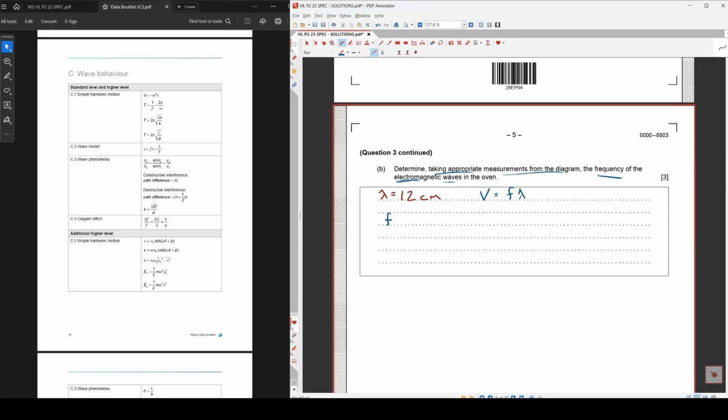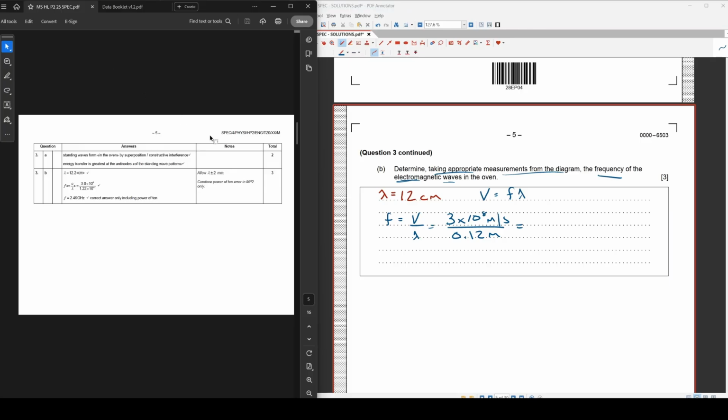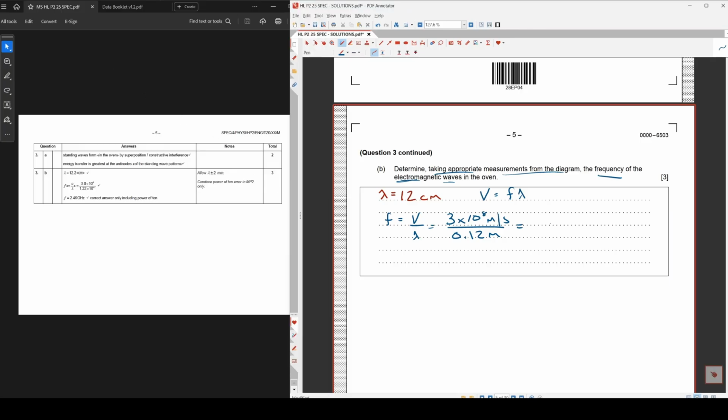So I just have to solve for frequency, which is just the speed of the wave divided by the wavelength, which is just the speed of light divided by, be careful to make this meters, and I get something like 2.46 times 10 to the 9 hertz. Okay. All right, there we go.